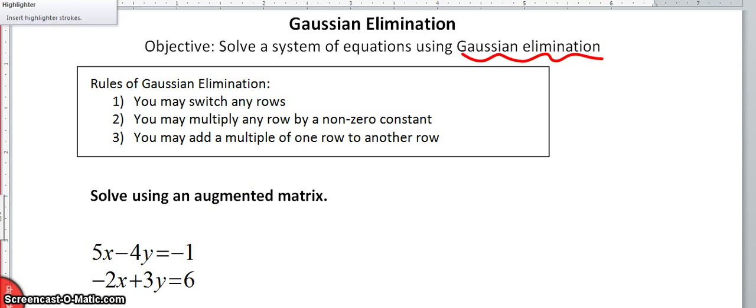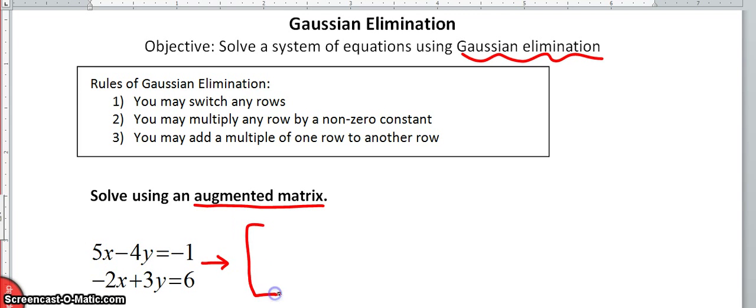Gaussian elimination centers around using matrices, specifically augmented matrices. An augmented matrix is basically just the matrix of the coefficients and the constants of a system of equations. So I'm going to take out the variables and rewrite this as a matrix of just the coefficients and the constants. Each row should represent an equation. So this would be equation 1, this would be equation 2. And each column would represent the variable or the constant.